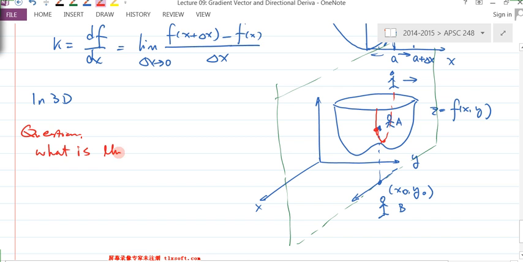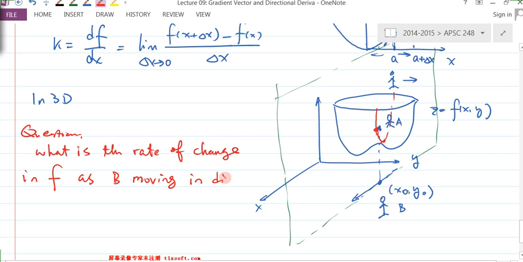So what is the rate of change in f as B is moving in a direction? So we're talking about the direction. I think I better use a mathematical symbol here to represent that. If this is the direction, I'm going to use a u hat to represent that direction. Is that okay? So that's basically the question here.